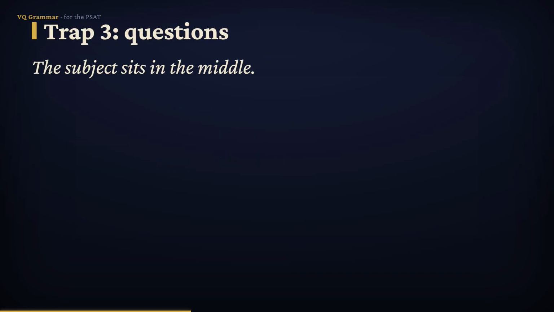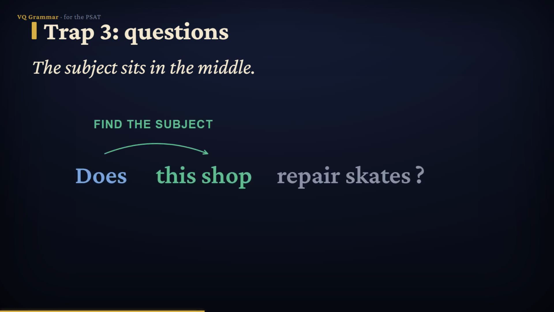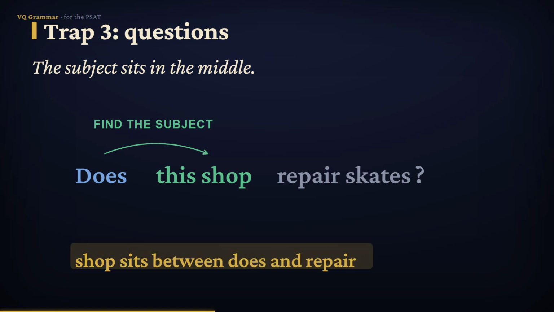Whenever a sentence opens with here or there, flip it to find the real subject hiding at the end. Trap 3. Questions. In a question, a helping verb often jumps in front, and the subject lands in the middle. Does this shop repair skates? The subject isn't the first word, it's shop, sitting between does and repair. To find it, just turn the question into a statement. This shop does repair skates. Now the subject is plain to see. So in any question, hunt for the subject in the middle, not at the front.